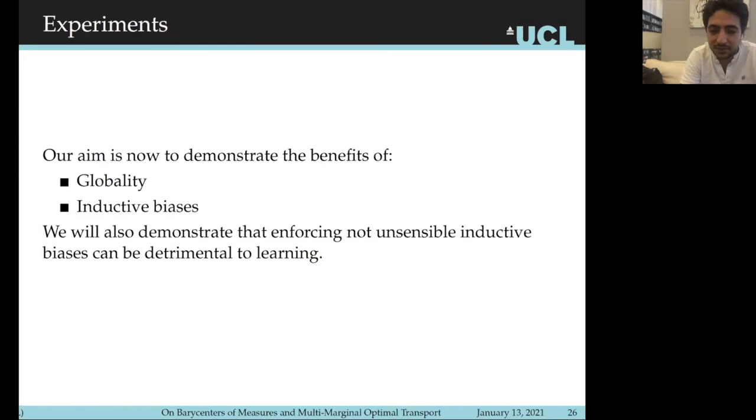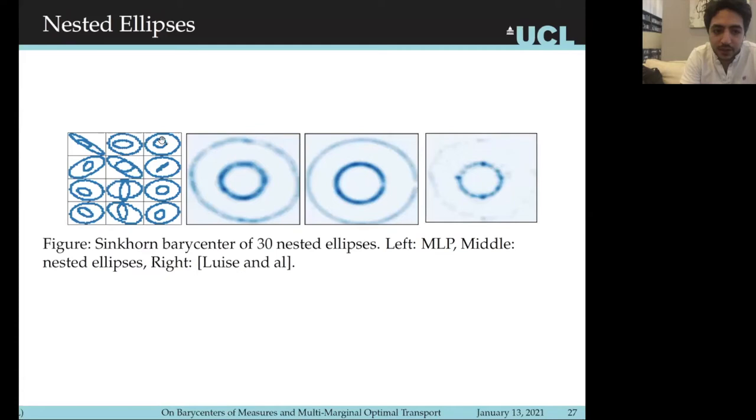So first here, we compute the barycenter of nested ellipses. Each of these squares is a measure on R2, and it's just a nested ellipse. These are discrete measures. And it's well known that the barycenter of these nested ellipses is also a nested ellipse, with nice smooth circles that are nested.